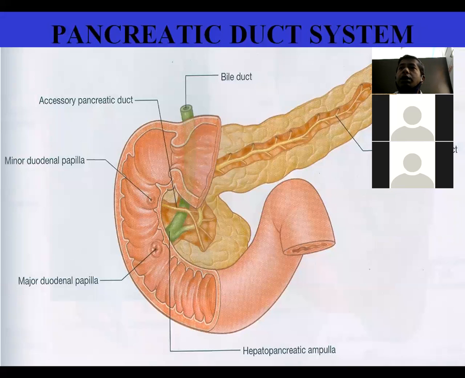So it has two ducts: the first is the main pancreatic duct, which opens into the major duodenal papilla, and this is the minor duodenal papilla, at which the accessory pancreatic duct opens. So that is about the duct system of the pancreas.